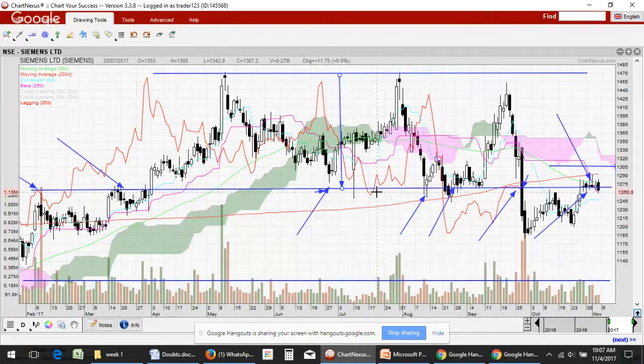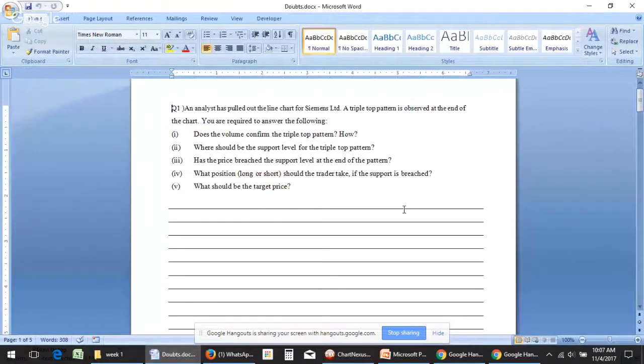So the eventual target for this would be from where it breaks the support, you figure in 180 points to the downside, and that would be your target. So your target is around 1100, 1110, somewhere in that range would be your eventual target. Okay, so hopefully that answers your first question.